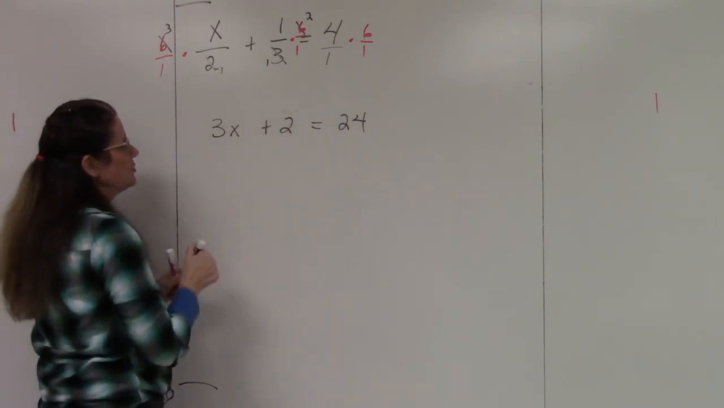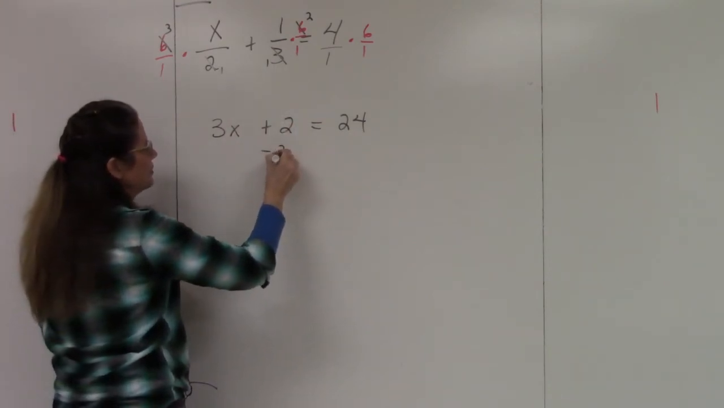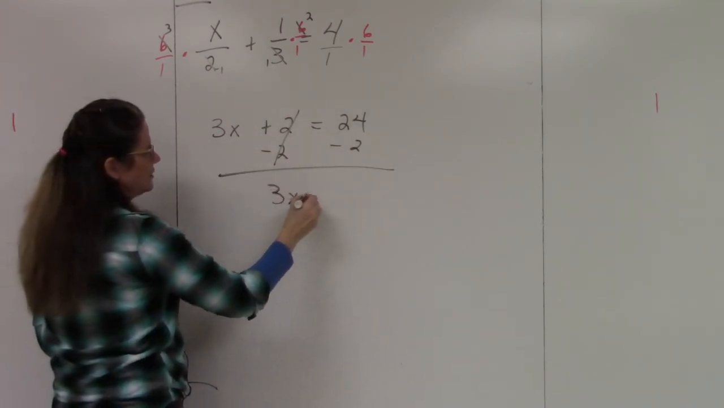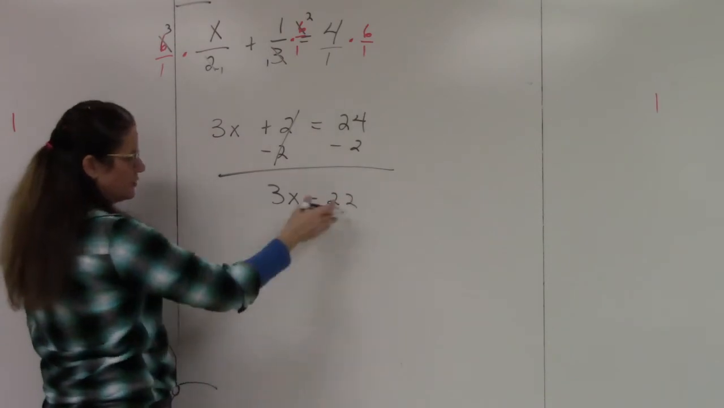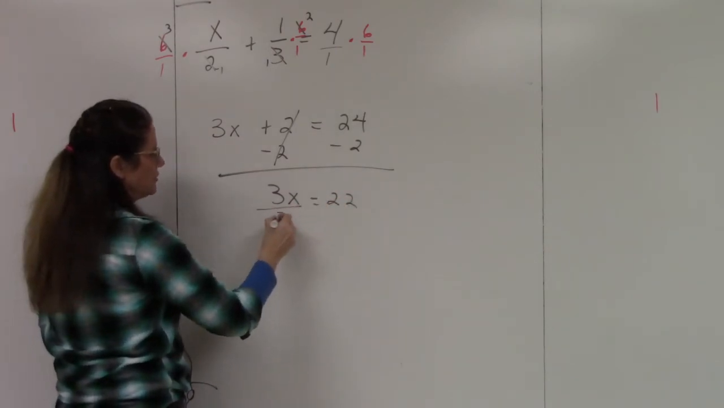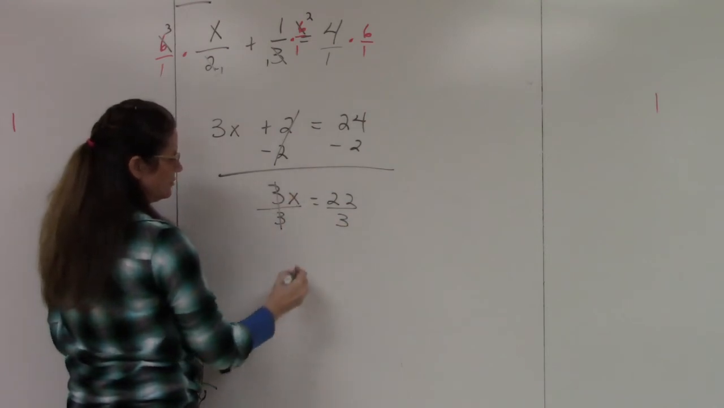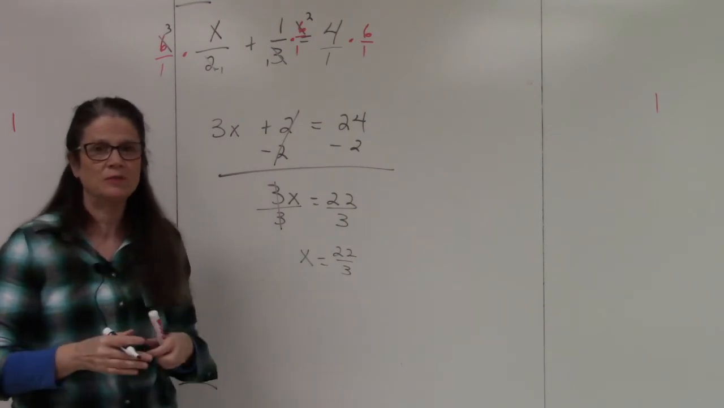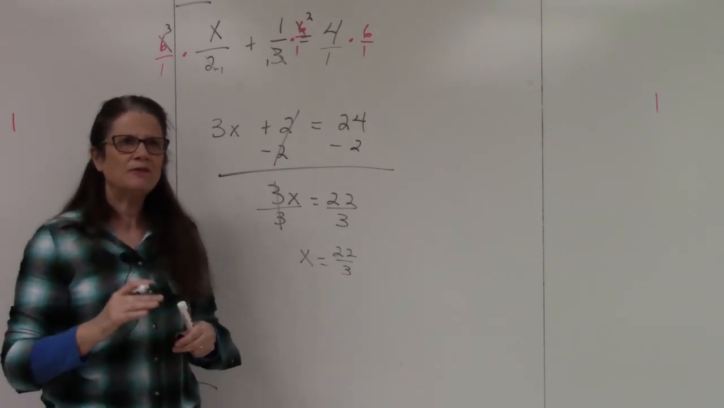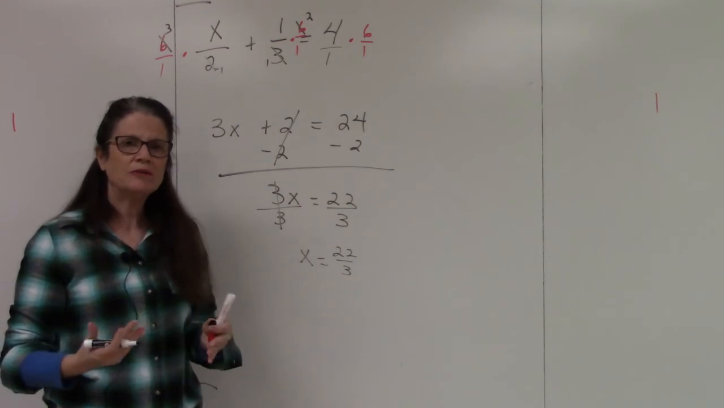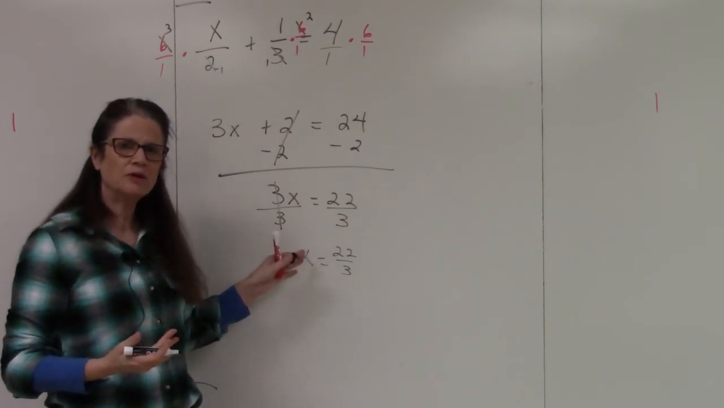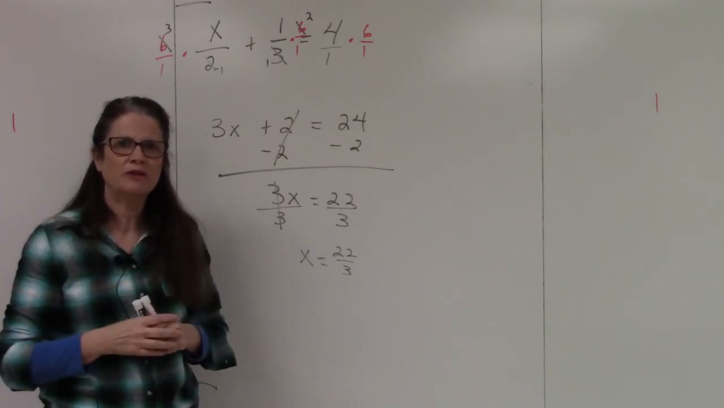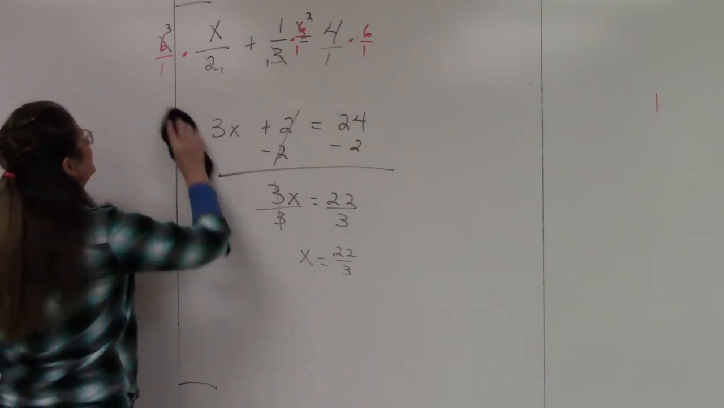You get rid of your plus 2 first by subtracting 2. That cancels, and I end up with 3x equals 22. Now this is a one-step equation. I'm going to divide both sides by 3. That cancels, and I end up with x equals 22 over 3. And you can leave it top-heavy. That's completely okay. In my math lab, if it says to write it as a mixed number, then you'll have to change this to a mixed number. But otherwise, I'm completely okay with you leaving it as an improper fraction. All right, let's try another one.